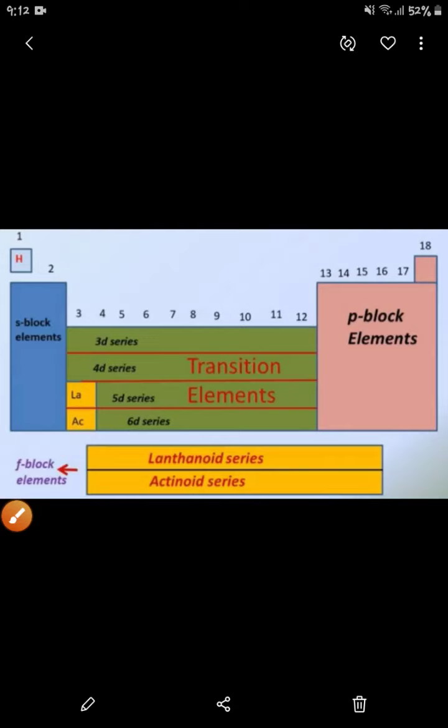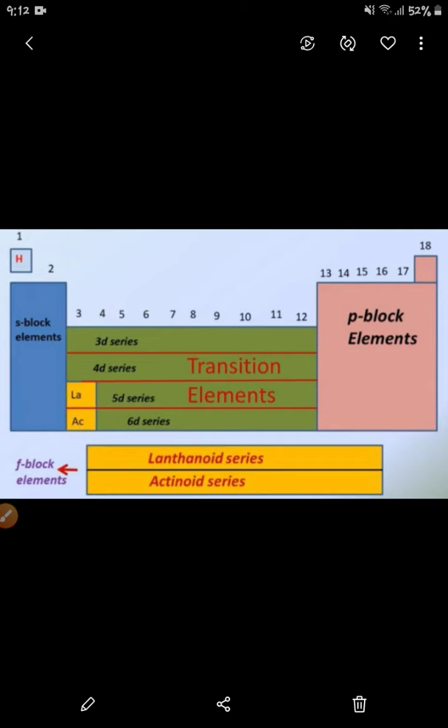Dear students, today we are going to start the 8th chapter of NCERT, that is d and f block elements. To start this chapter, we will be going with d block elements and then we will study about f block elements. Now, first of all, we will discuss the position of d block elements in the periodic table.